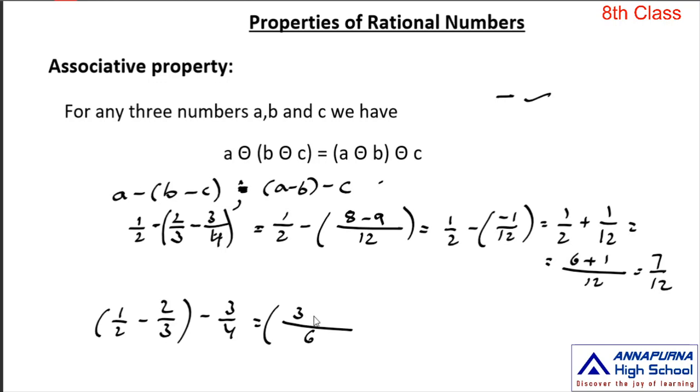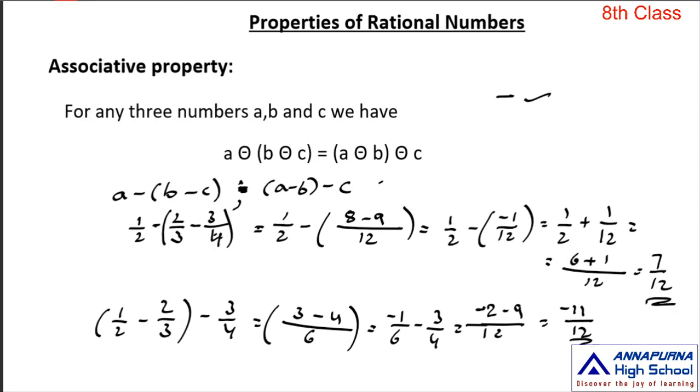LCM is 6. 3 minus 4 is equal to minus 1 by 6 minus 3 by 4. Sorry, here what is the LCM? 12. LCM is 12 and numerator is minus 2 minus 9. It is equal to minus 11 by 12. Observe these two results, they are the same?